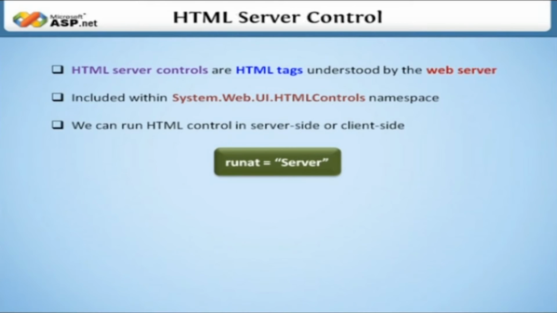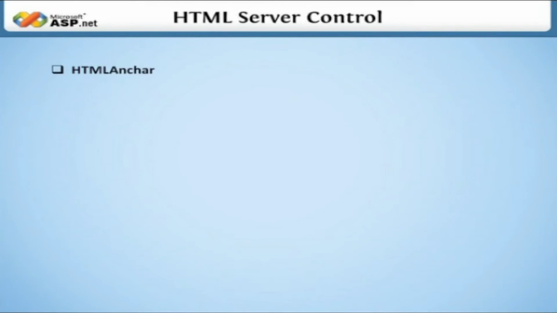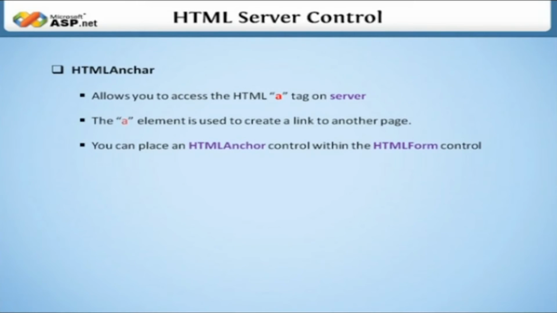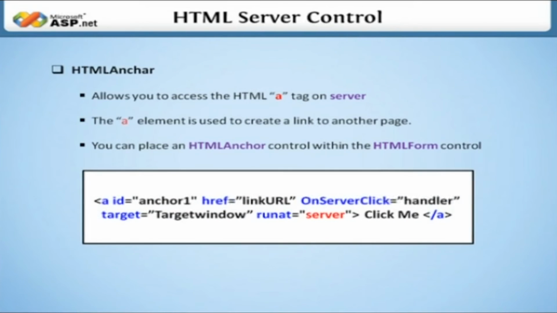Basic HTML server controls available in ASP.NET are HTML anchor, which allows you to access the HTML A tag on the server. The A element is used to create a link to another page. You can place an HTML anchor control within the HTML form control. Syntax for creating that HTML anchor control is as such. Here, href attribute is used to link the target URL, and the onServerClick is used to execute the function when the link is clicked. Target attribute is used to open a target window.